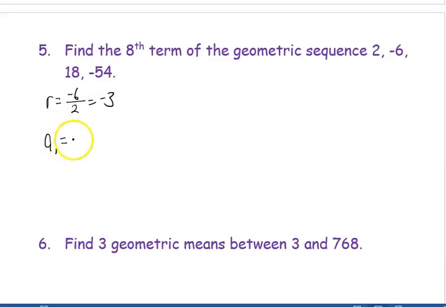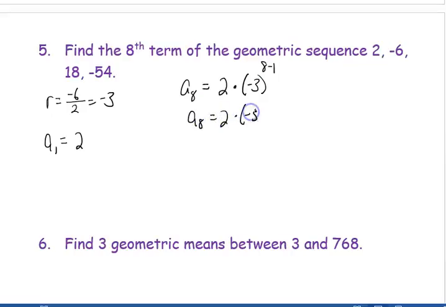I also know my a sub 1 is 2 because it's the first term in the sequence. So if I want the 8th term, I'm finding a sub 8. So I'm plugging into my geometric formula. So a sub 1 is 2 times r, which is negative 3. I'm going to put that in parentheses so I don't forget the negative, to the n minus 1. So 8 minus 1. So I really have 2 times negative 3 to the 7th. And it's important again to keep that negative in parentheses.